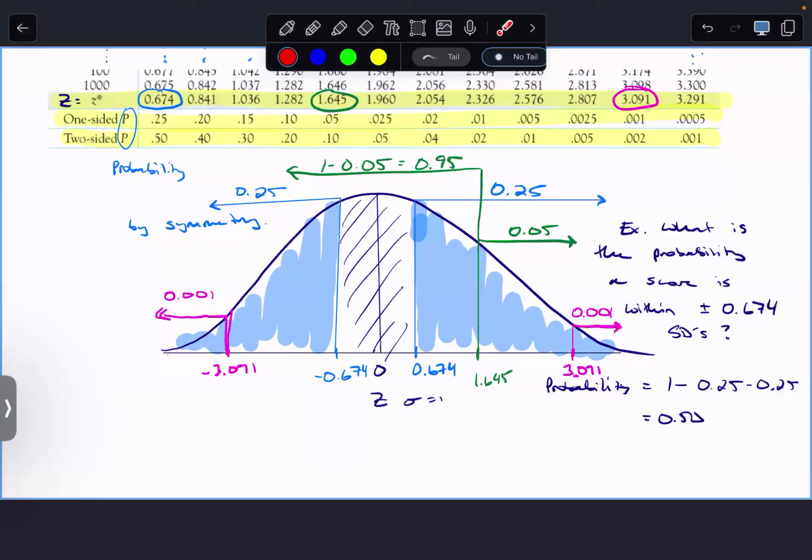I can draw one for the green too, because they're the same, negative 1.645. Now this area is 0.05, which means on the upper end it's 0.95.